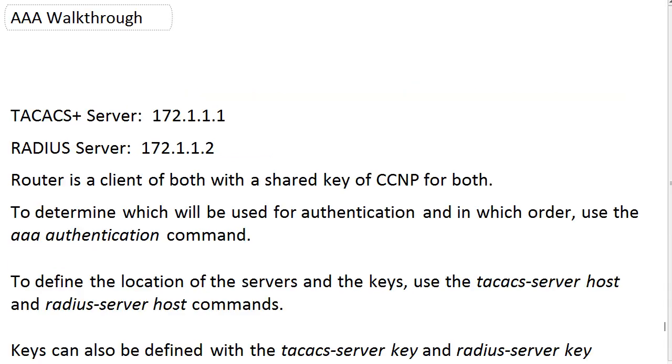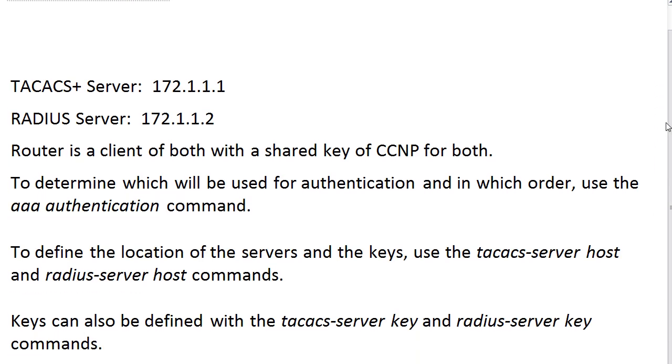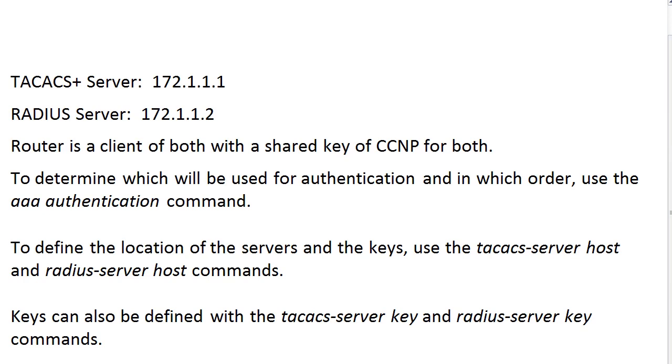So let's go ahead and look at the data we're going to use for the walkthrough here. And I know a little bit of that is off the screen right now. I'll bring it up. But your TACACS+ server is going to be at 172.1.1.1, and your RADIUS at 172.1.1.2. The router is a client of both with a shared key of CCNP for both. And to determine which is going to be used for authentication and in which order, he said with great emphasis, use the aaa authentication command, just like we're going to do in a moment. To define the location of the servers and the keys, you can use the tacacs-server host and radius-server host commands. Your keys can also be defined with the tacacs-server key and radius-server key commands.